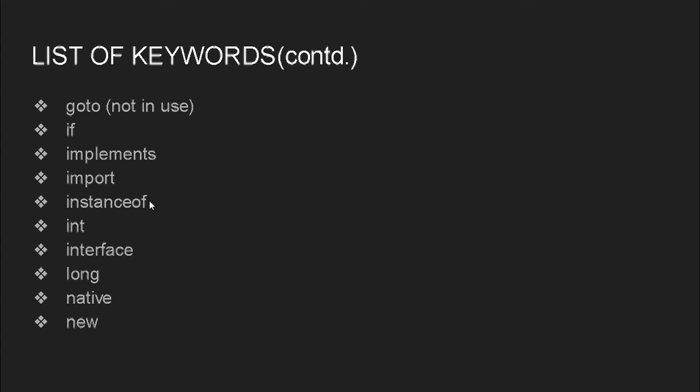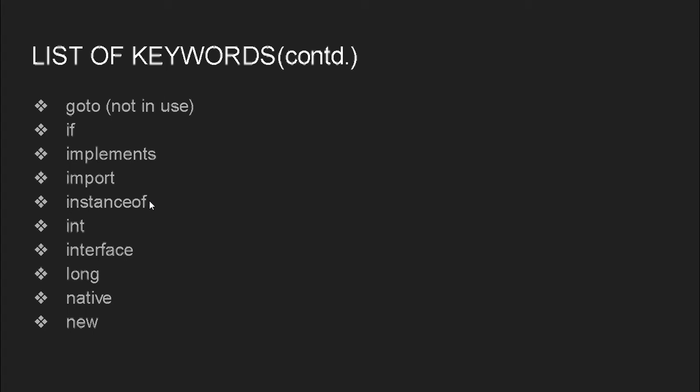So when you want to import a particular package, we use the import keyword. Then after that we have instanceof. That keyword is mainly used to check whether an object is an instance of a particular class, whether the object belongs to that particular class or not. So that also we'll be seeing later on.